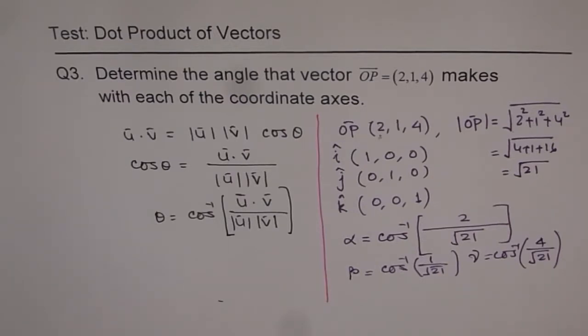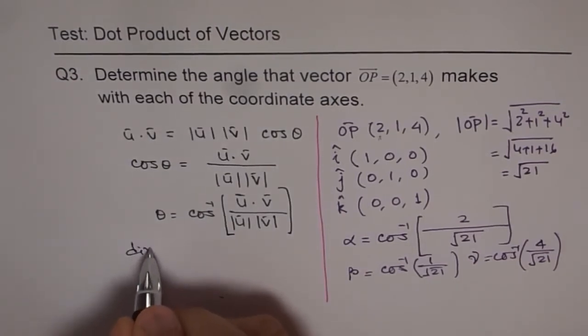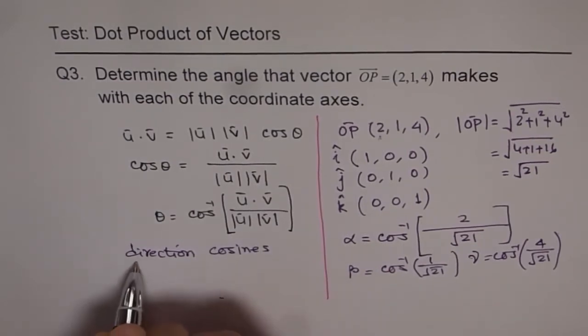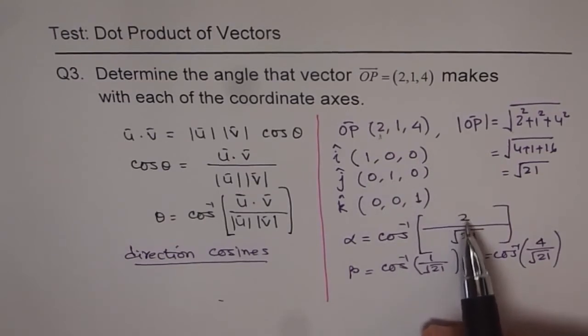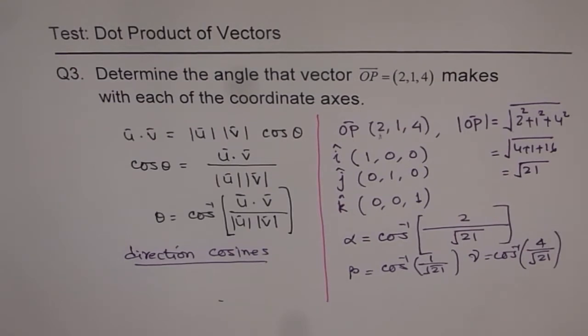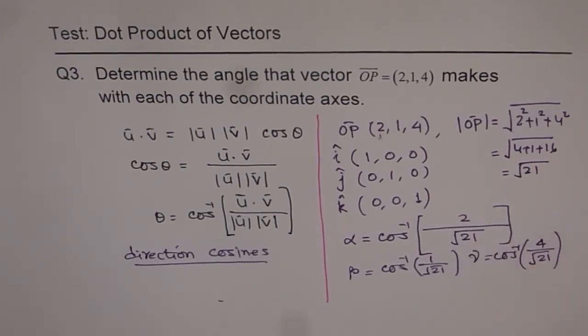Now I took this opportunity to explain what these angles are. They are also called direction cosines. So remember this, these are direction cosines. As you can see, these are direction numbers, and the direction number over the magnitude of the vector gives you the direction cosine. So that is an easy way of remembering the formula. A is the direction number, and this is the magnitude of the vector that gives you the direction cosine.